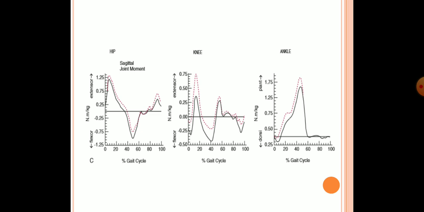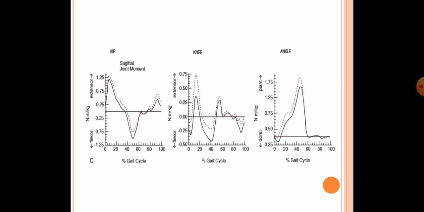And this is the graphical representation of how the sagittal plane moments are progressing through the gait cycle. That means in the hip joint the joint moment starts from an extensor moment and comes to the flexor moment when the gait progresses to almost 40%, and it goes back to the initial position by the end of the gait cycle.